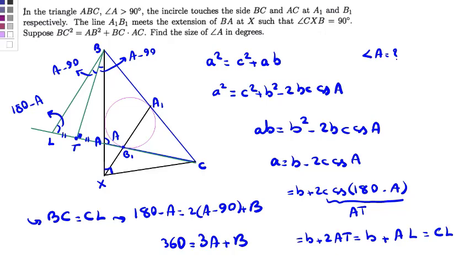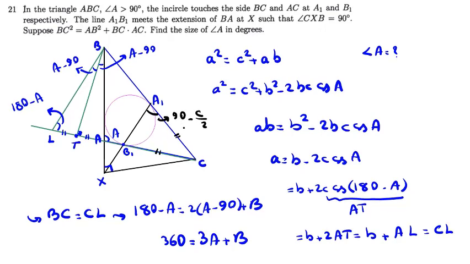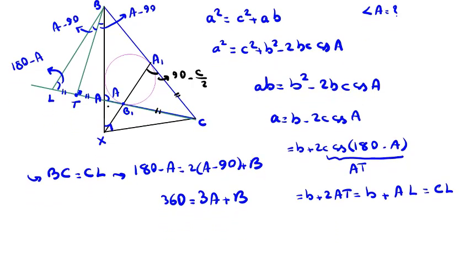Now we want to do some angle chasing. Let's do it with, for example, this part. This angle is 90 minus C over 2, because this is an isosceles triangle and the sum of the base angles is 180 minus C. This other angle is 180 minus A. So we found a relationship between A, B, C. We want to find this angle in terms of C. C is 180 minus A minus B.